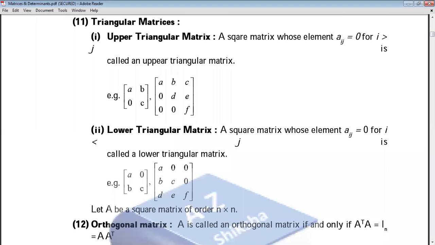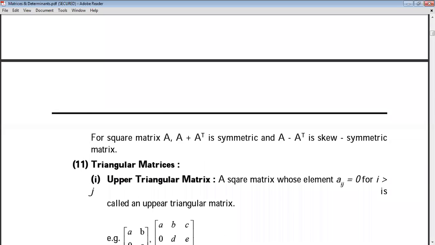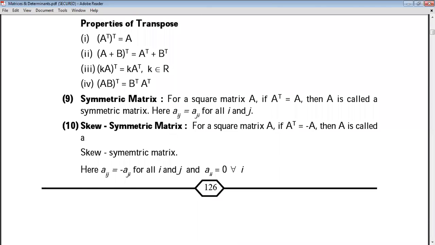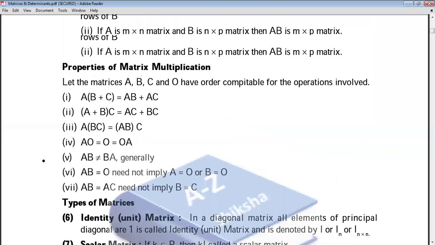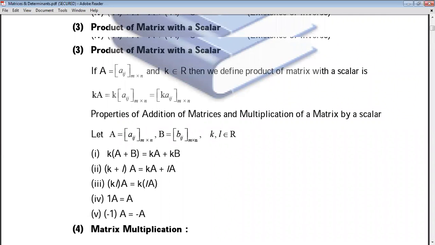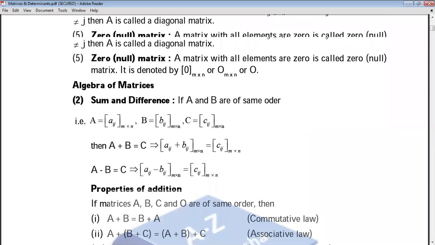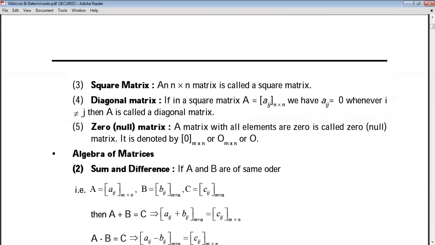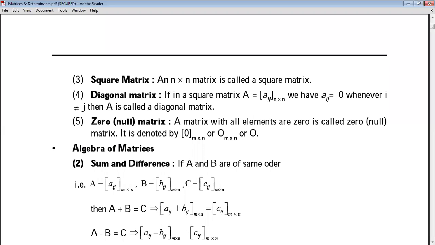Types of matrices I have started, I think. Square matrices, diagonal up to zero matrices, or sum and difference of matrices are also done.